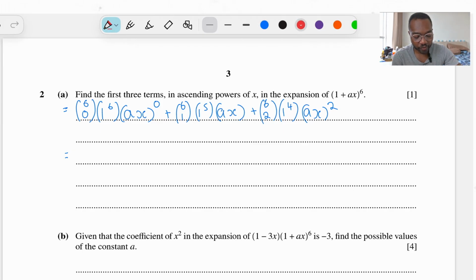For the first term, 6 choose 0 is just 1, 1 to the power of 6 is just 1, and (ax) to the power of 0 is just 1, so the first term is just 1. The second term is 6 choose 1, which is 6, times 1, times ax. That gives me 6ax. And the last term, 6 choose 2, is 15, and 1 to the power of 4 is 1. (ax) all squared gives me a squared x squared, so 15a squared x squared. So that's 2a done.